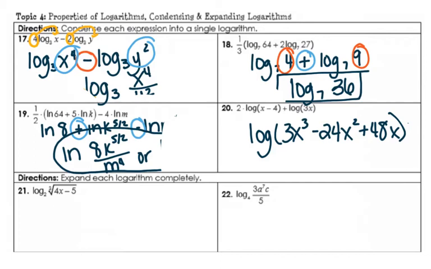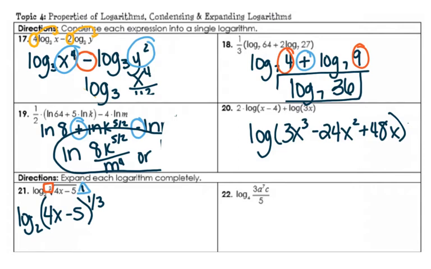Alright, so for 21 and 22, we're going to expand. So we're going to break it apart as much as possible. Okay, so the first thing I need you to see, and it's going back to stuff we did in Math 2, this is a square root, and there really isn't an exponent on this, as an understood 1. So 4x minus 5 is the same thing as being to the 1/3 power. So when you see that in a radical, just remember that this is the same thing.